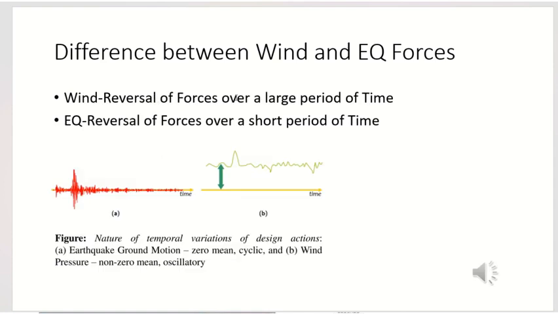Now you can see here the difference between the wind and the earthquake loads. In the earthquake loads, you have a reversal of the forces in a very short period of time, as you can see in graph A for the earthquake loads. Whereas for the wind, the reversal of the forces takes place over a large period of time. Especially when you read the American code for wind loads, you have a 3-second gust period. In that 3 seconds, the fluctuating force of the wind is considered. That's why it's called a 3-second gust period.